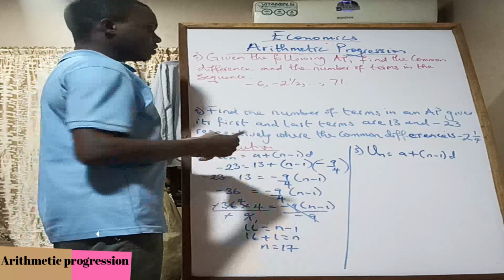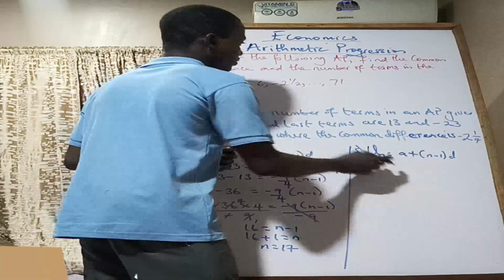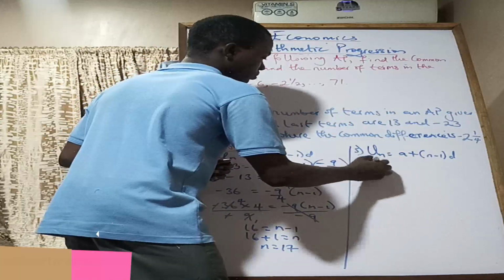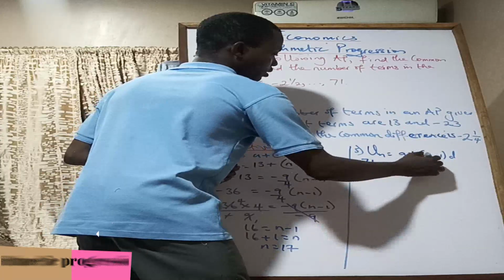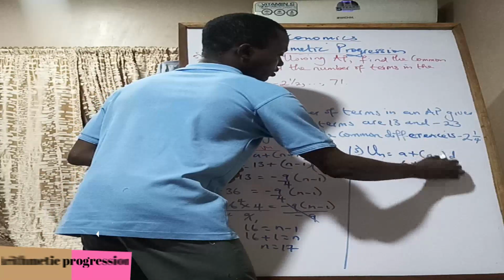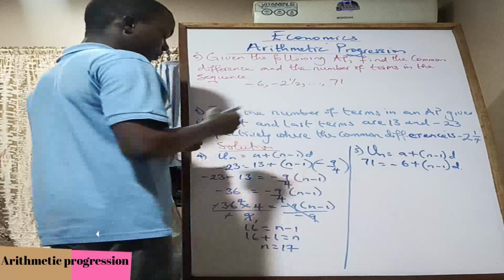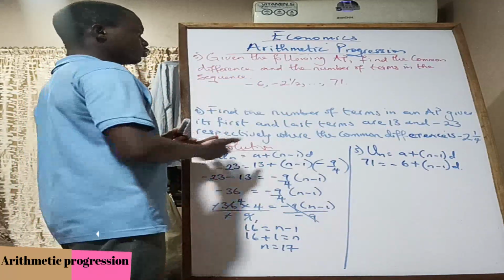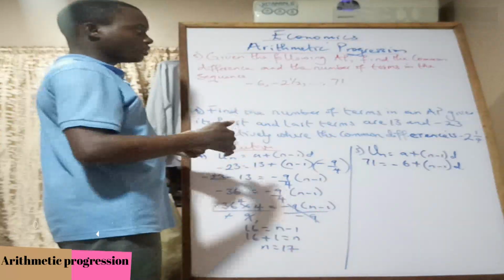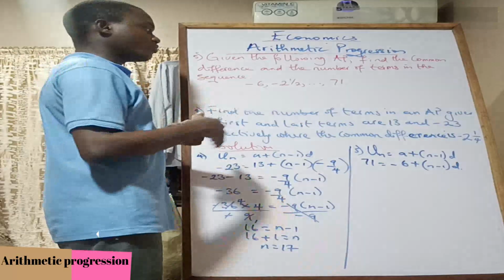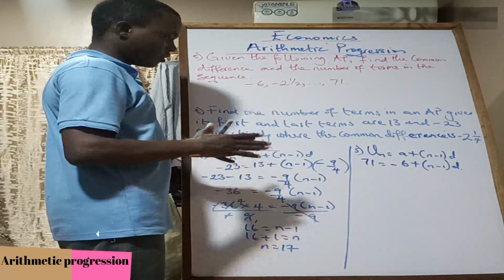So looking at this, we are going to be needing something before we can get our n. For example, this is going to be 71 equals a, which is minus 6, plus (n minus 1), and we don't know n, and we also don't know d. So you might be tempted to just say, okay, why not just do minus 2.5 minus minus 6? We can do that, but to be very, very sure of what we should do, let us just do something else.